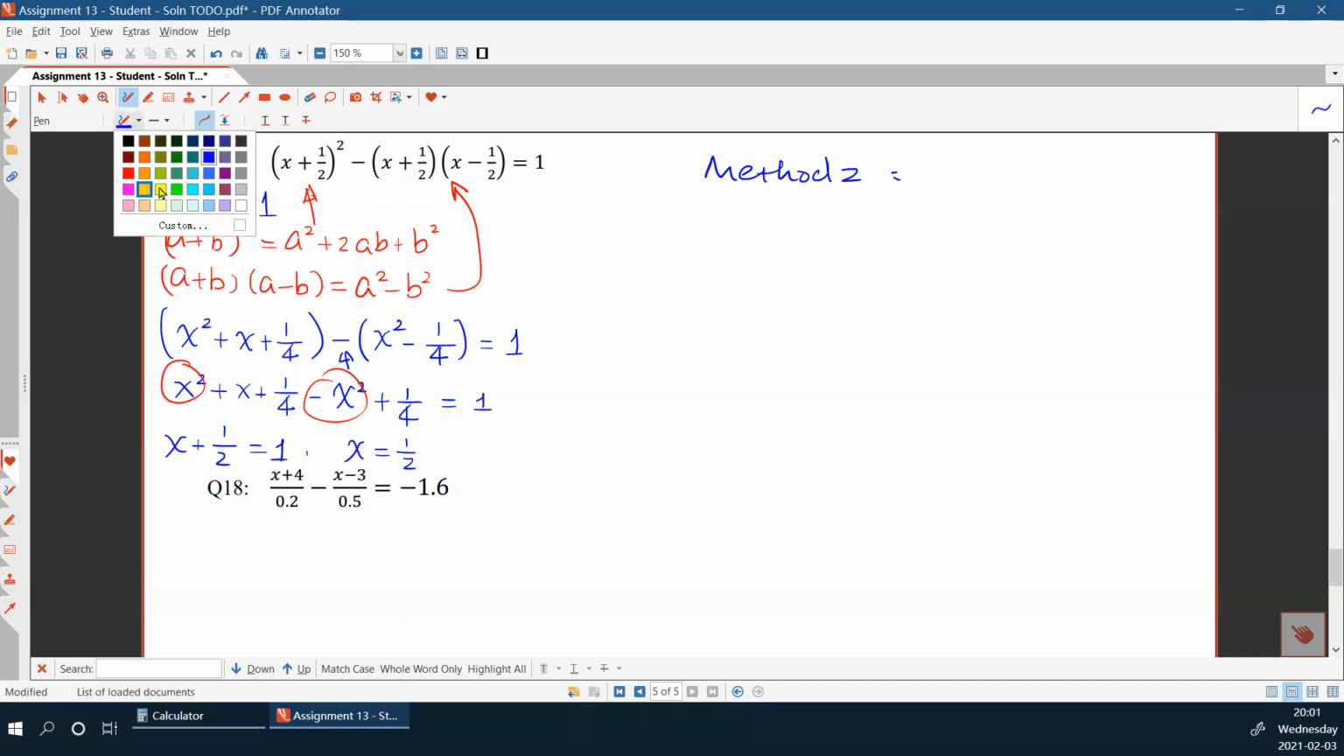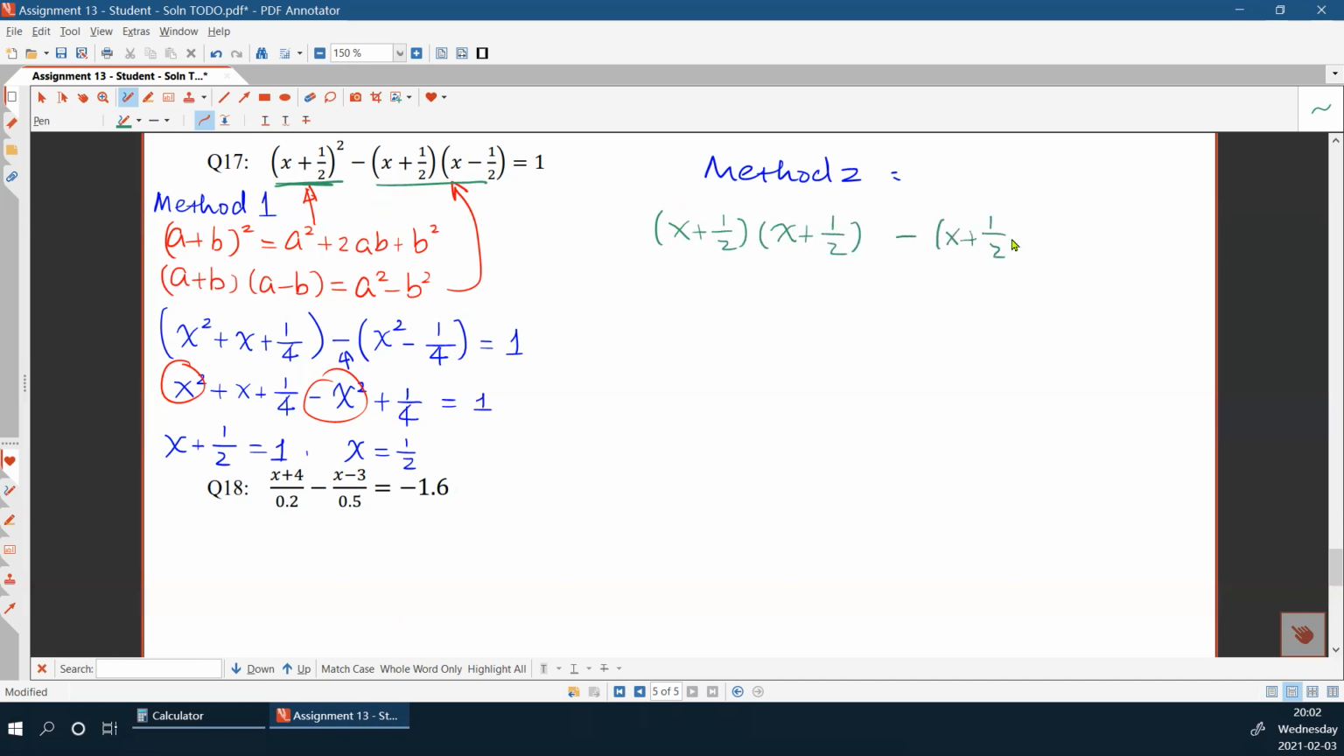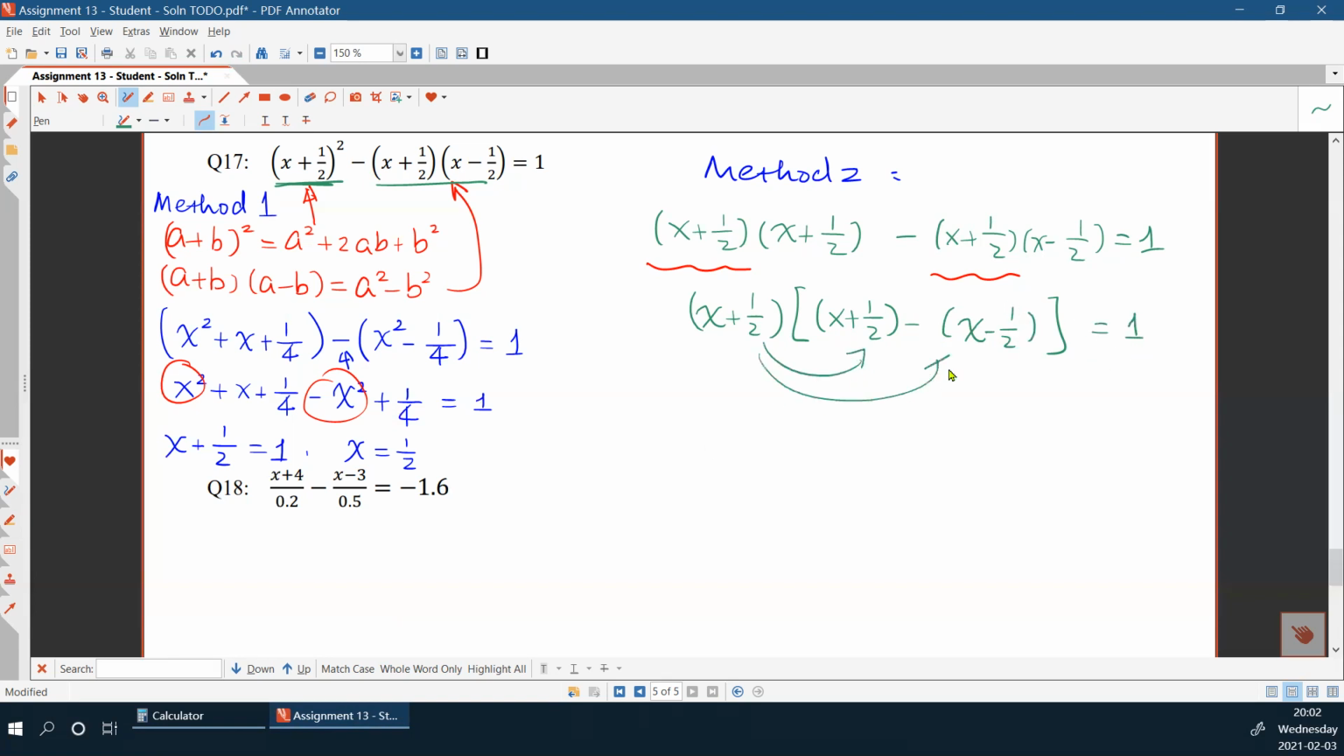Okay, we can also have method 2. Actually, note that the left-hand side can be rewritten in this way, right? Instead of using the formulas, note that there are some common factors on the left-hand side. This is a common factor of these two terms, right? So according to the distributive law, we can put the common factor in front. And what's left behind is x plus 1 over 2 minus x minus 1 over 2, right? Because when you distribute these terms to the terms inside the brackets, you will have the original equation.